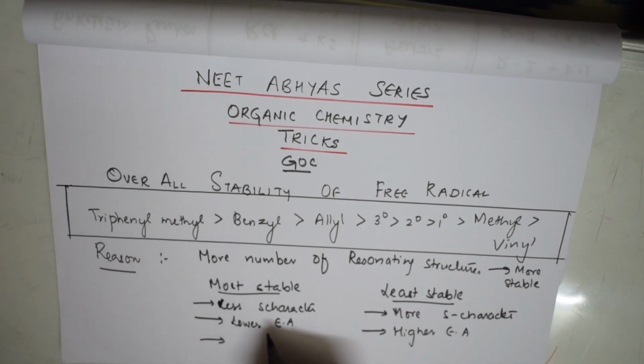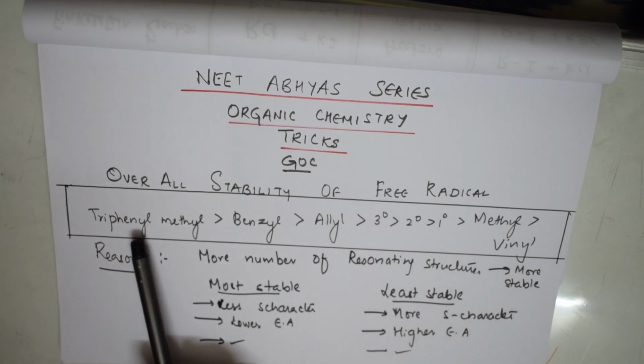Suppose I take the most stable thing, because of these two important factors, as I said: less s character, which means it is away from the nucleus, and lower electron affinity, which means it is away from the nucleus. That's why such compounds are considered highly stable compounds. Such compounds are considered least stable compounds.